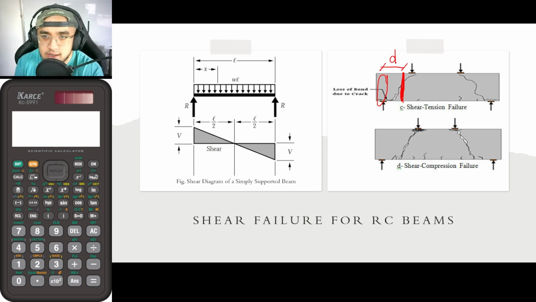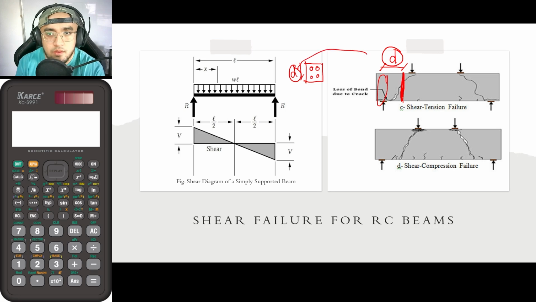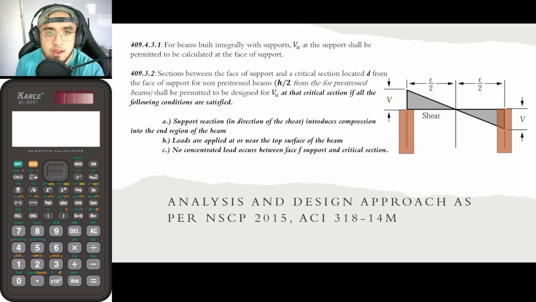So sir, what is d? d is basically the effective depth of concrete. So suppose that this is now your concrete. So this is now the effective depth. So if that is d, this is also d. So this is equivalent to this value. So from that, guys, let me just go to this slide here.